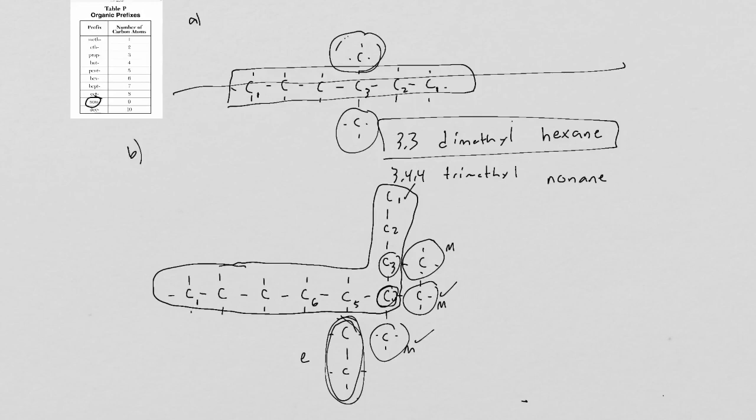And now I got to deal with this. And out front, I'm going to do 5-ethyl. Why 5-ethyl? It's on the 5th carbon. That's the name. 5-ethyl-3,4,4-trimethylnonane.